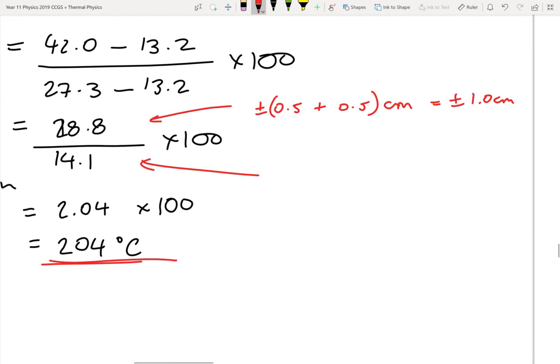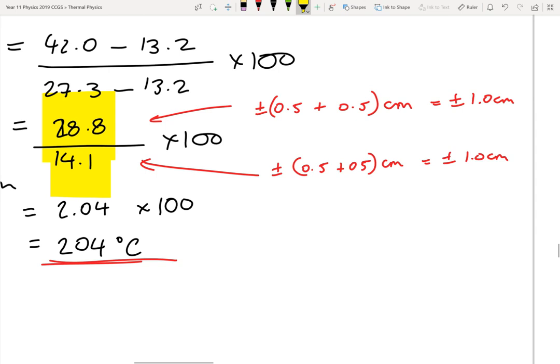And then the same here. It's going to be plus or minus, same rule. When adding or subtracting measurements, we add the absolutes. But now, we've got our absolutes, so I know that my difference in length is 28.8 plus or minus 1 centimetre. My scale from 0 to boiling is only 14.1 plus or minus 1. But look now, we are multiplying or dividing our measurements. So that's now rule number 2, which states when multiplying or dividing, we have to add the percentage uncertainties.